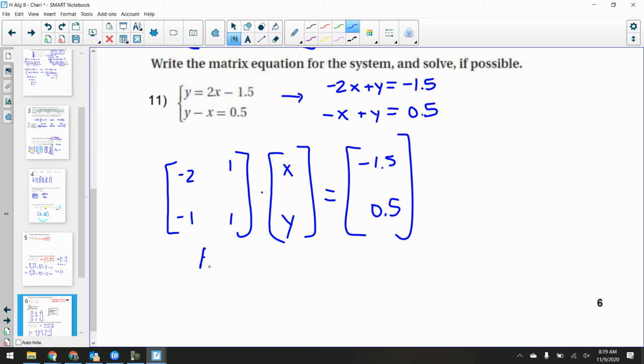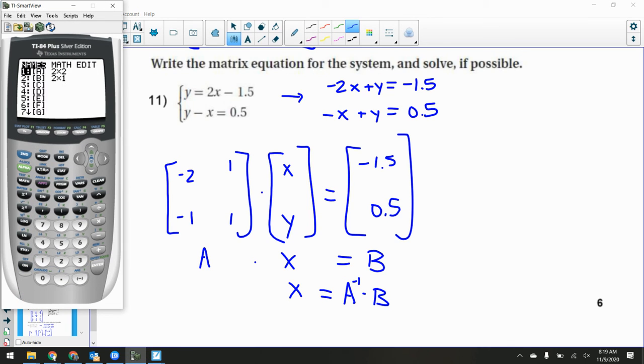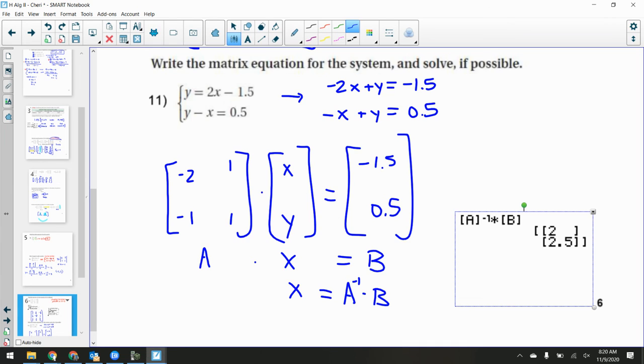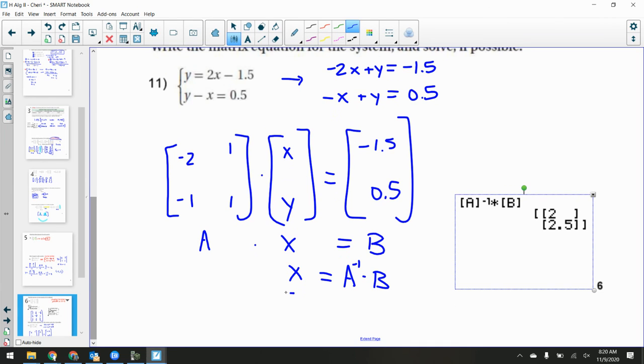All right, and now remember what we do here to solve this. This is A times X is equal to B. So to solve this, we would write X is equal to A inverse times B. So that's what we do in our calculators: matrix A inverse times matrix B. Okay, there it is. So my answer is x is 2, y is 2.5.